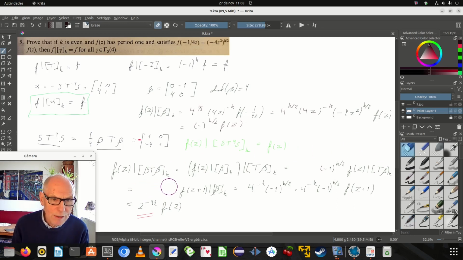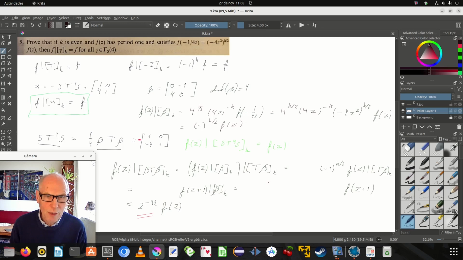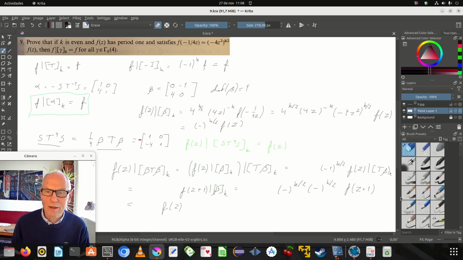Then we apply t, and then we apply beta, and reduce. And we are finally home.